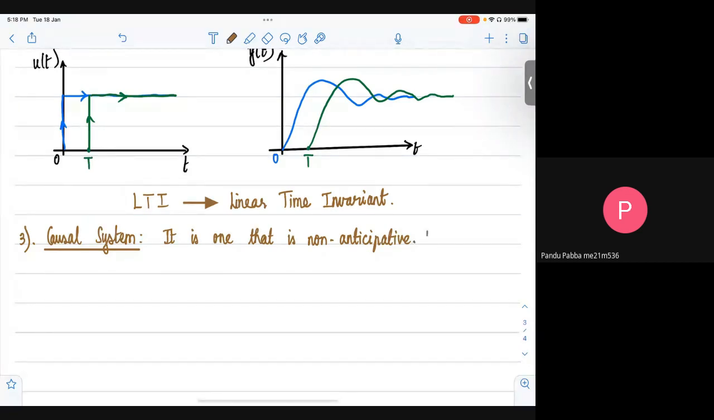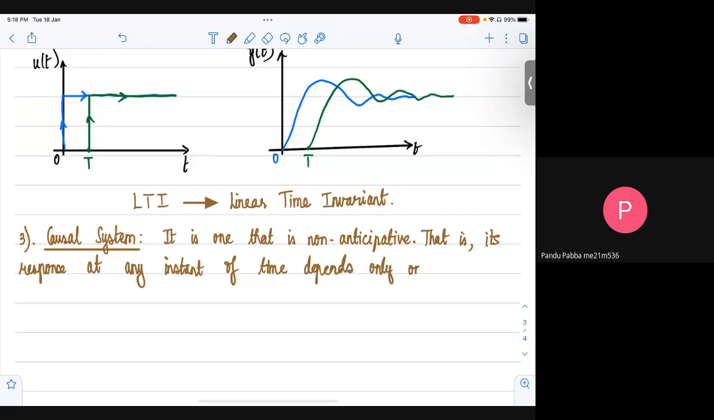In other words, the response of a causal system at any instant of time depends only on past and current inputs. So that is the notion of a causal system. They are non-anticipative systems.